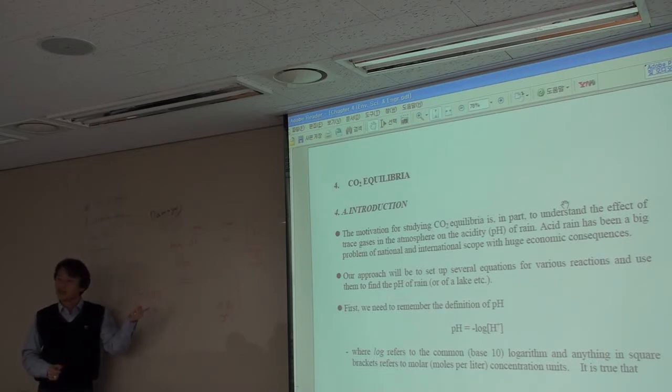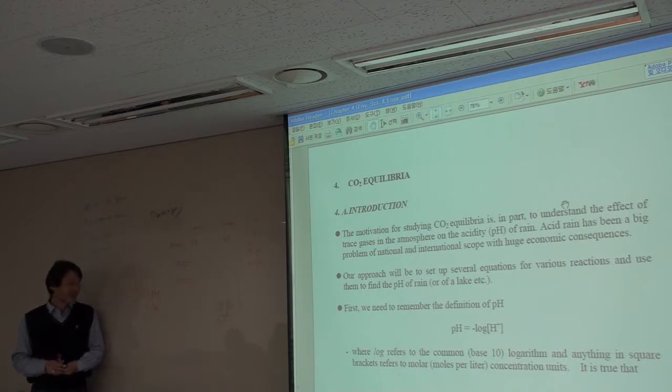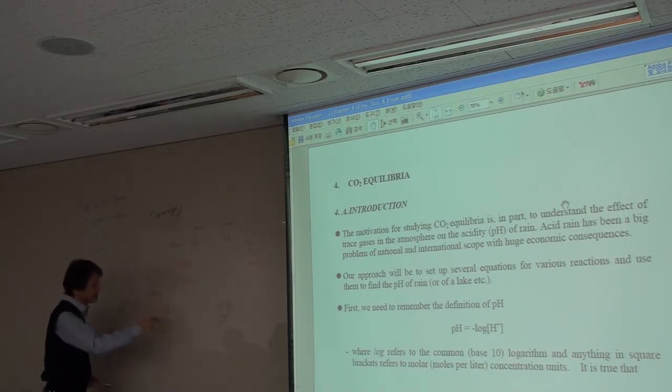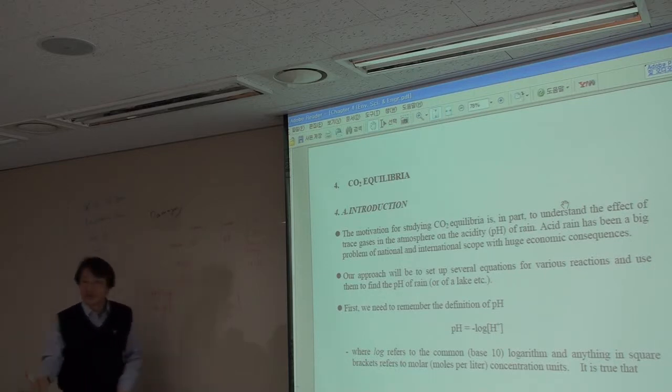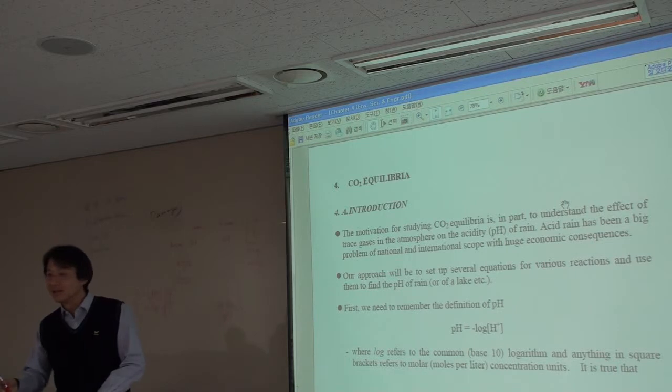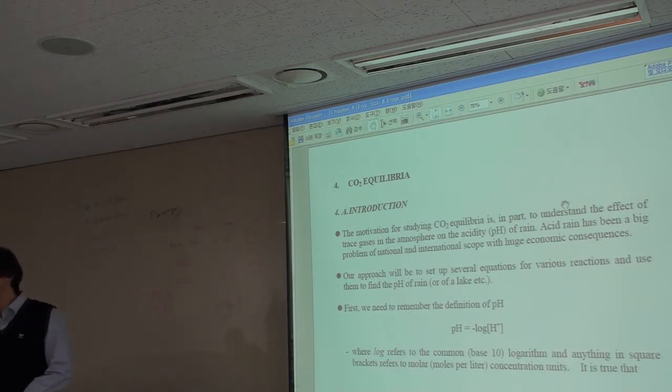Curriculum. Equilibrium is similar, and equilibria is plural. Equilibrium is singular, the equilibrium of one system. Equilibria means the equilibriums of total systems.